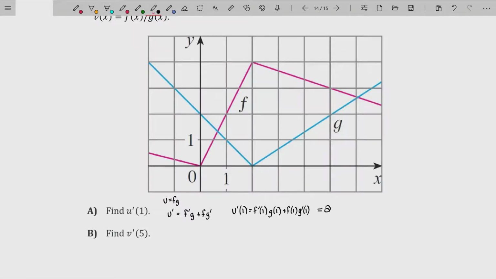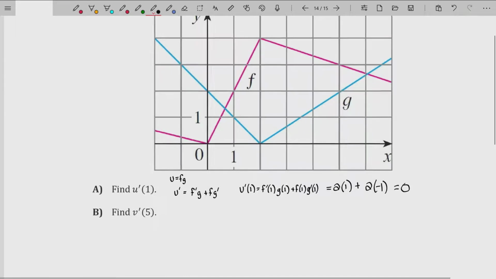G evaluated at 1 is 1, plus f evaluated at 1 is 2. And finally, g prime evaluated at 1, well, that's the slope of this line, and it falls 1 when it runs 1, so it's a slope of -1. And so this ends up being 2 minus 2, or 0. Well, that's kind of nice.